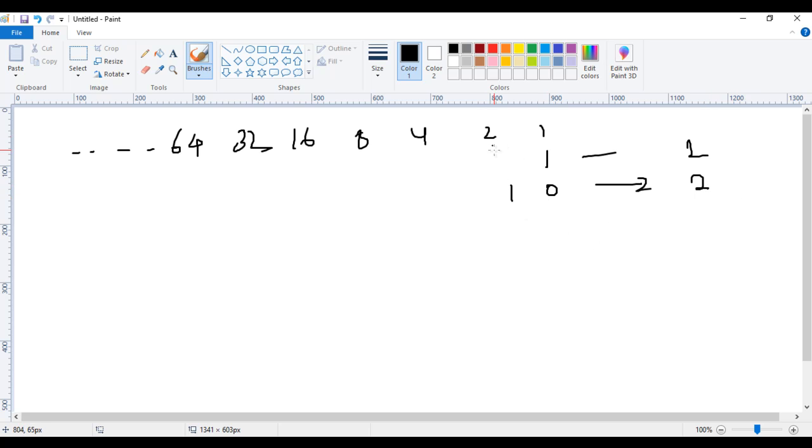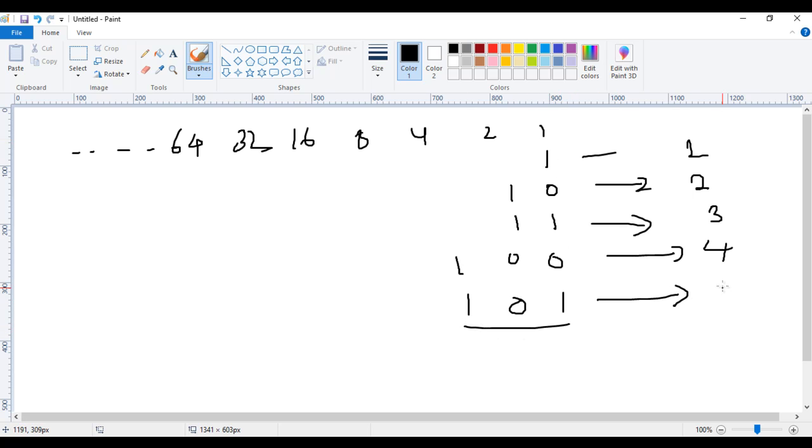To represent 3, underneath 2 we write 1, underneath 1 we write 1, because 2 plus 1 is 3. That indicates 3. 1, 1 indicates 3. To represent 4, we write underneath 4, 1, remaining places 0. So, that indicates 4. To represent 5, underneath 4 we write 1, underneath 1 we write 1, remaining place we put 0. So, 4 plus 1 is 5, right? So, 101 indicates 5 guys.